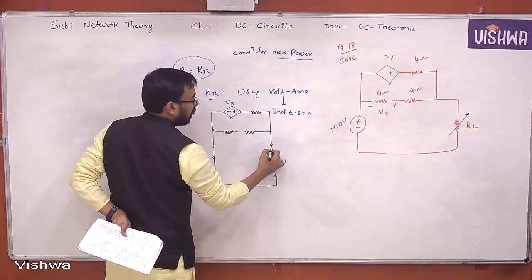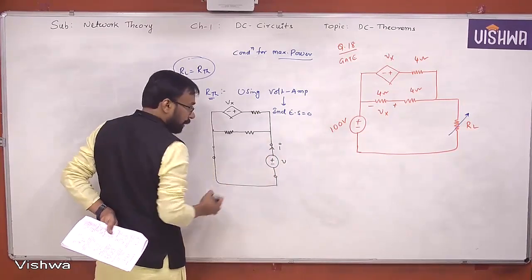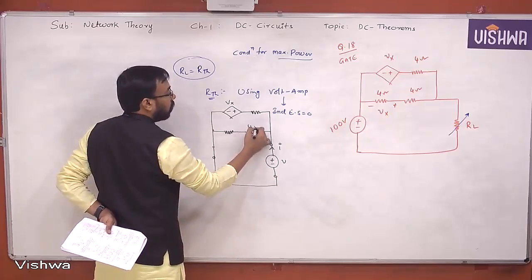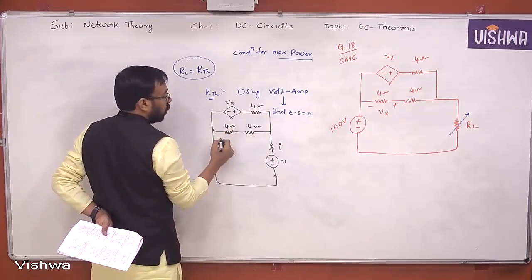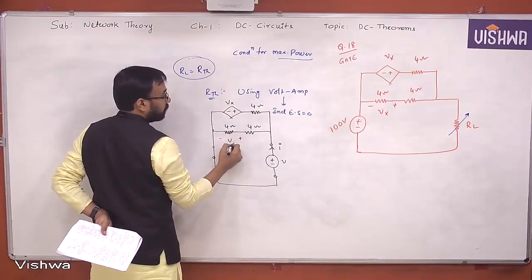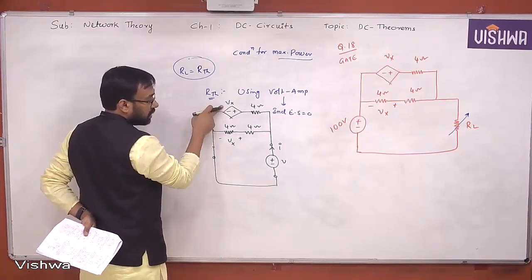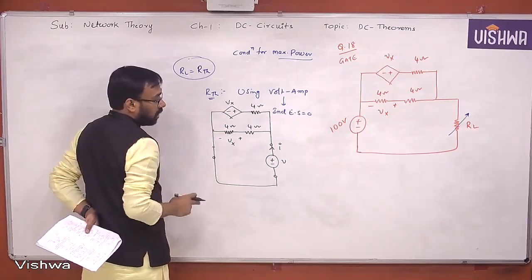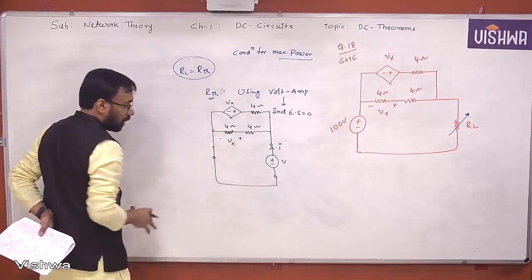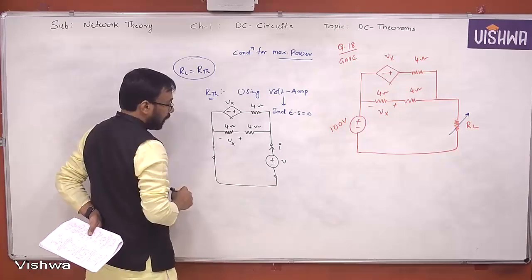We assume it is delivering some current I. This is 4 ohm. This is also 4 ohm. This is also 4 ohm. Yes or no? Minus plus Vx given. Vx is the dependent source, depending upon a dependent variable. Okay, so let us now work this out. How do you do it?